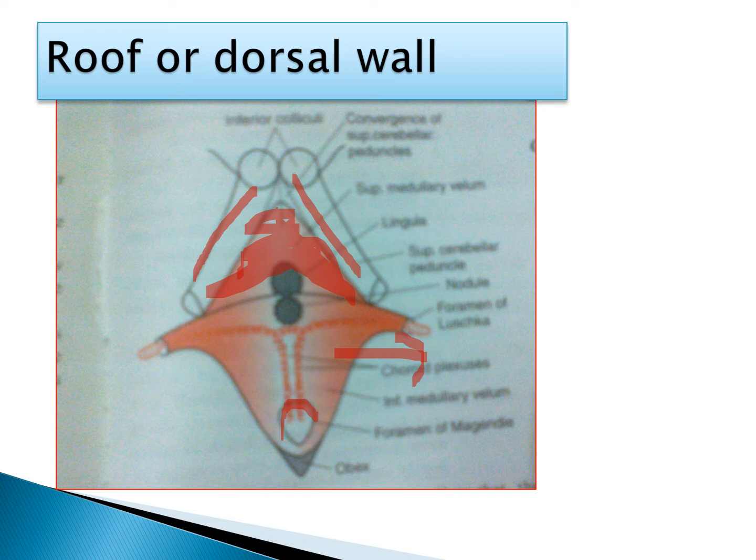In the lower roof we have one more foramen, the foramen of Luschka and Magendie. The foramen of Luschka is present in the lateral angle. The foramen of Magendie is present in the lower part of the roof, through which again CSF escapes into the cisterns and the subarachnoid space.